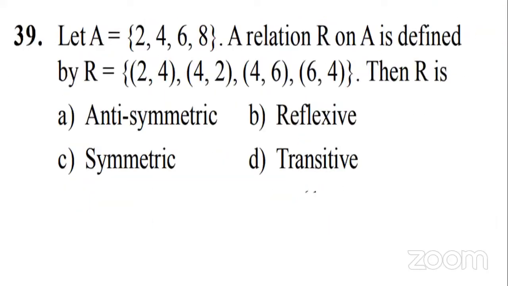Yes. Try this. Let A be 2, 4, 6, 8. A relation R on A is defined by R = {(2,4), (4,2), (4,6), (6,4)}, which are the subsets of R. Then R is antisymmetric, reflexive, symmetric, or transitive? Try to solve this. Again, 1 minute time for you students.